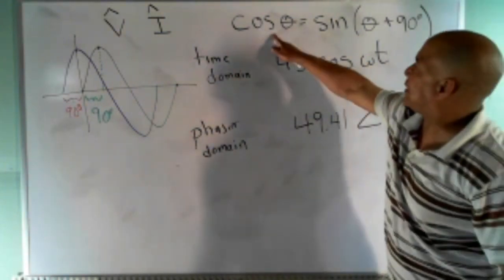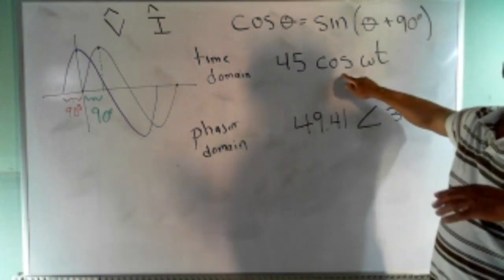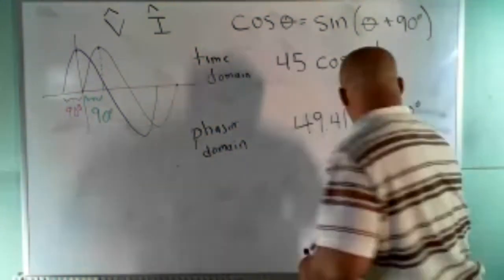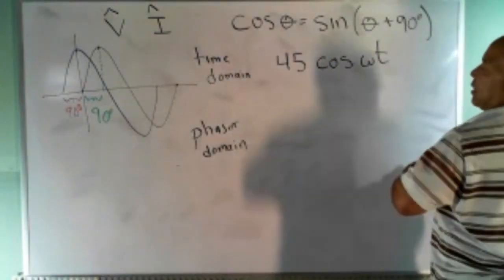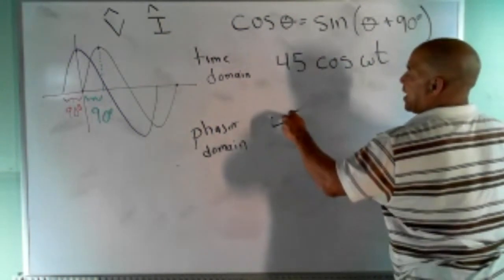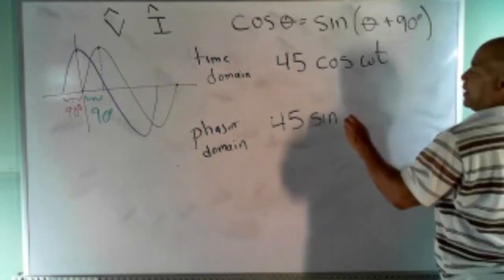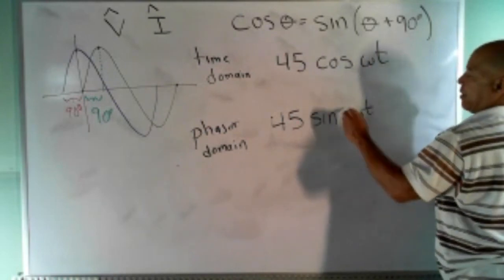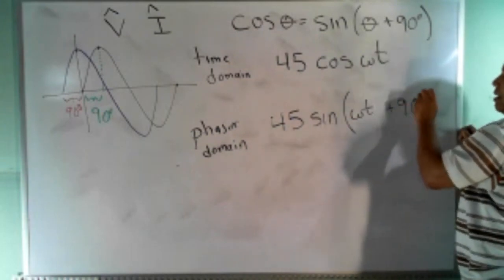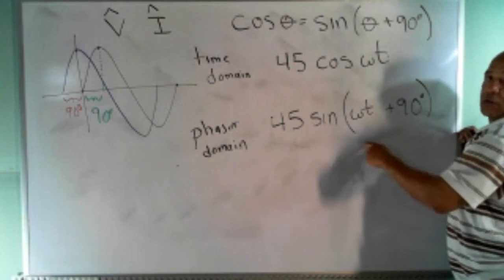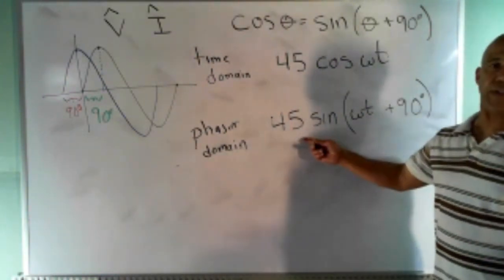Okay, so cosine theta is sine of theta plus 90 degrees. Given this, I want to change it to a sine, and then change it to the phasor domain. So if I apply that, I'm going to write 45 sine. My theta here is the omega t. But to convert it to a sine, I've got to add 90 to it, so plus 90. So this is equal to that as a cosine, as a sine wave.